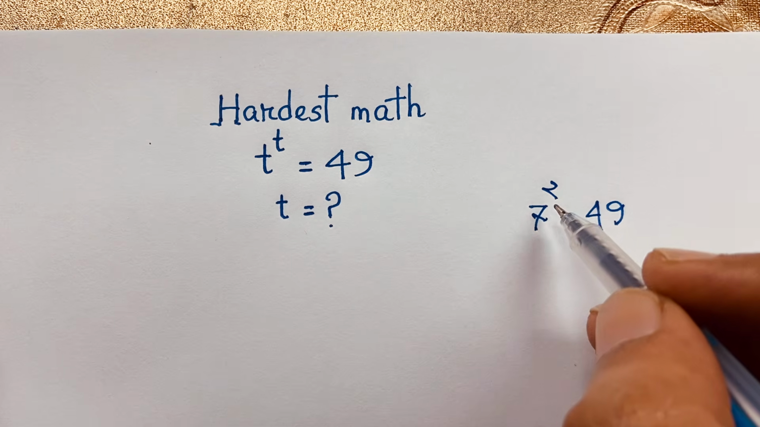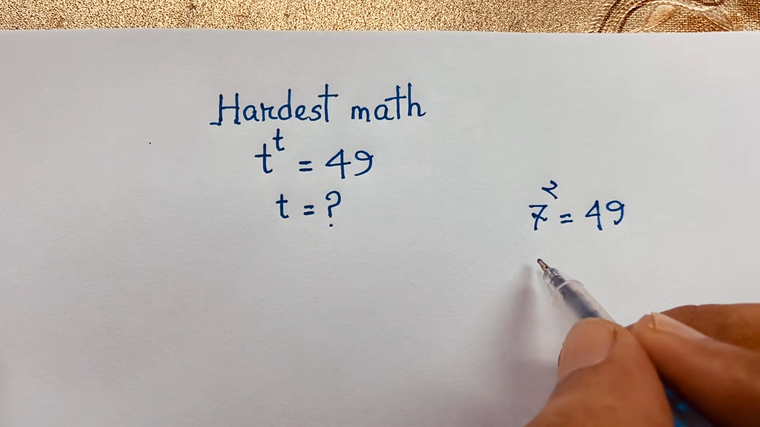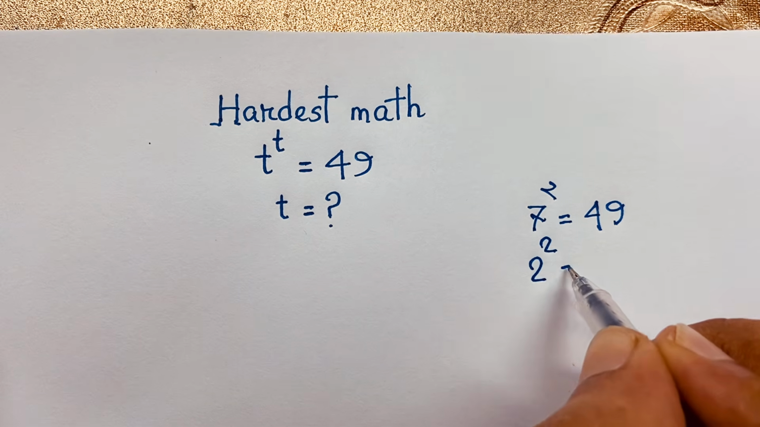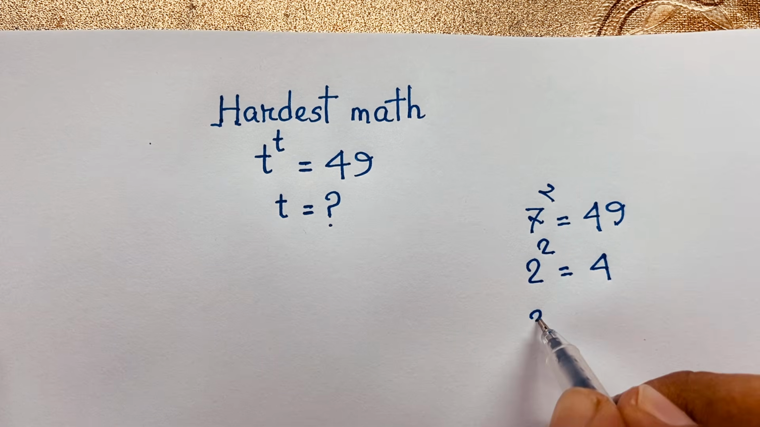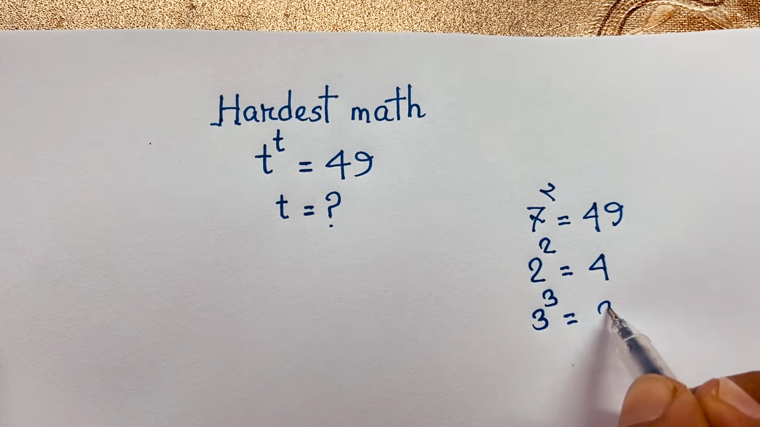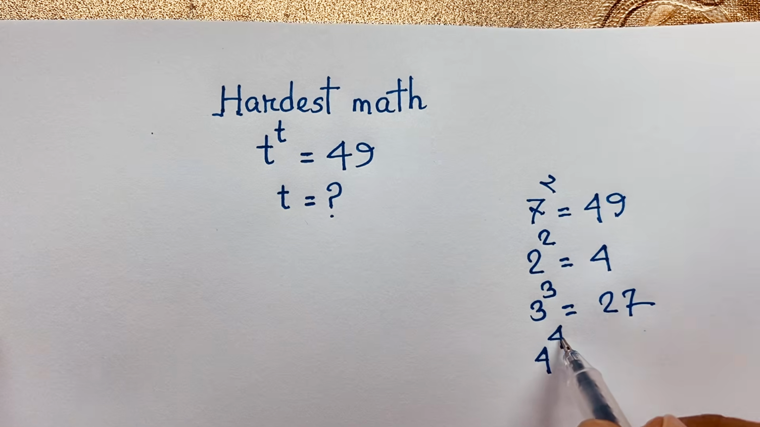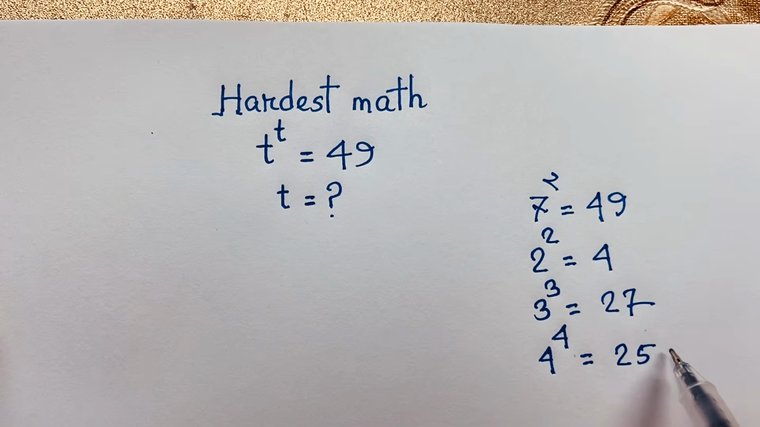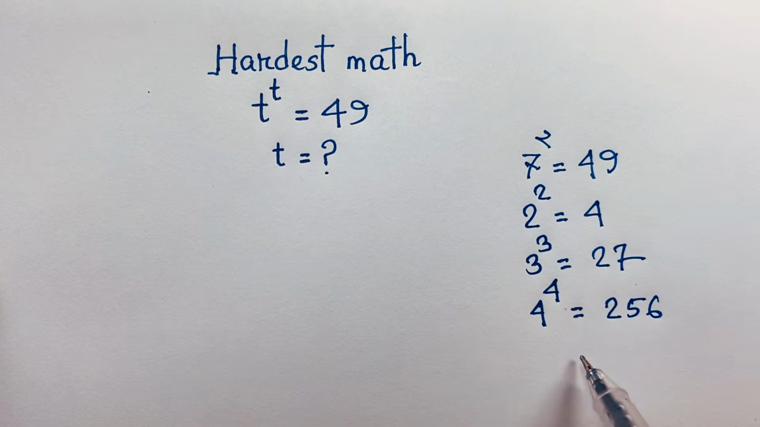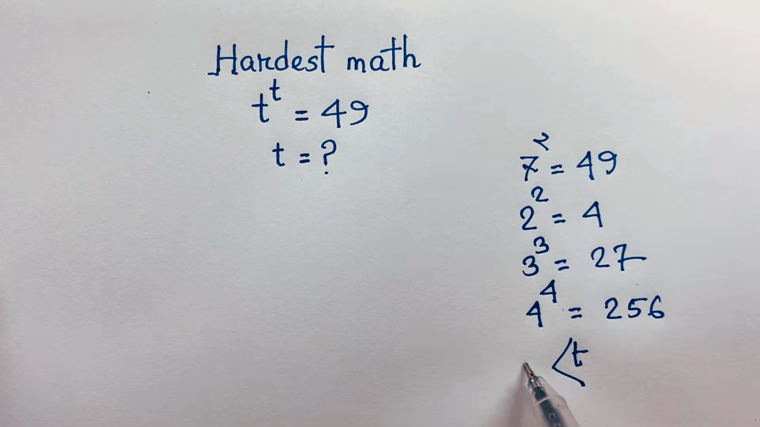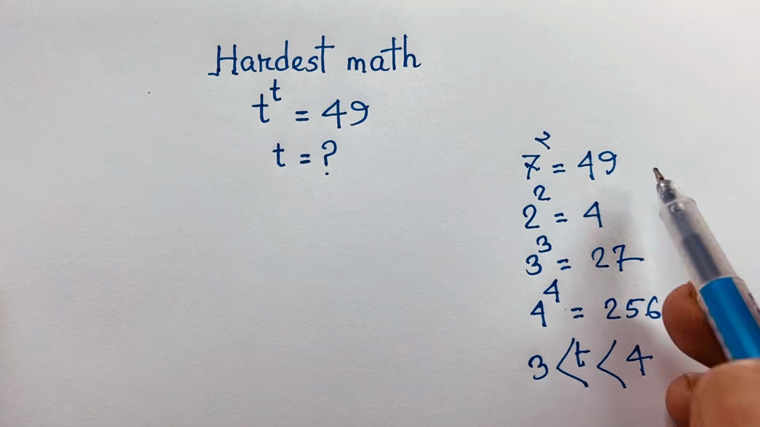This exponent and this base are both the same, but here it is 7 and 2, which are not the same. If you think 2 to the power 2, this is 4, not 49. 3 to the power 3 is 27, not 49. 4 to the power 4 is 256, not 49. So at this moment you can see easily that t is always greater than 3 and less than 4, because of that, this is 49.